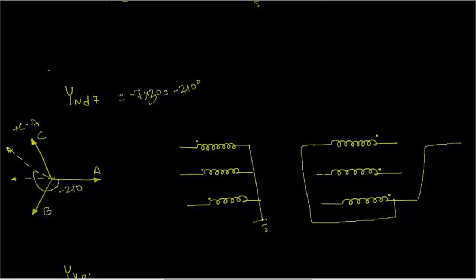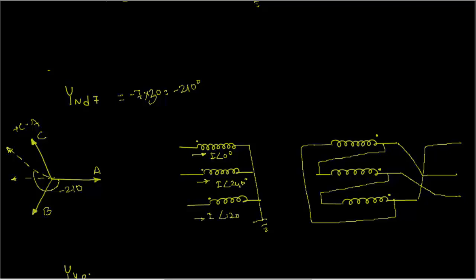So similarly, we are going to connect these two phases, and this is going to be for B phase and this is going to be for C phase, isn't it? And we can check it mathematically as well. So this is going to draw a current which is I at an angle of 0 degrees. This is going to draw a current which is I at an angle of 240 degrees, and this is going to draw a current which is I at an angle of 120 degrees. So here, in order to balance it, we have small I at an angle of 120 degrees, and in order to balance this current, it should draw current which is small I at an angle of 0 degrees.